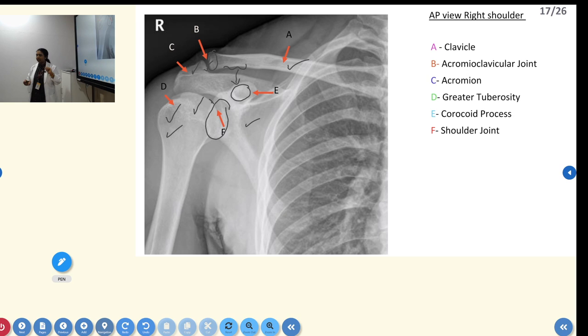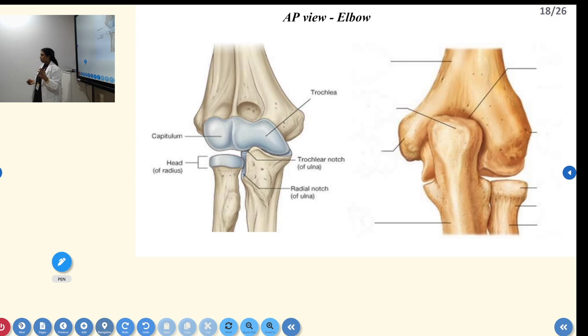Next, we have the AP view of elbow. So before we go into the X-ray, this is a gross picture of the AP view elbow. Now see here, this is the medial end, and this is the lateral end. This whole thing is the lower end of the humerus, and here we have the upper end of ulna and upper end of radius.